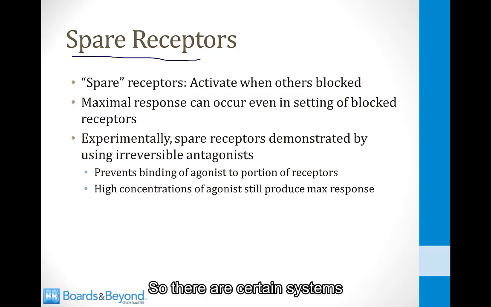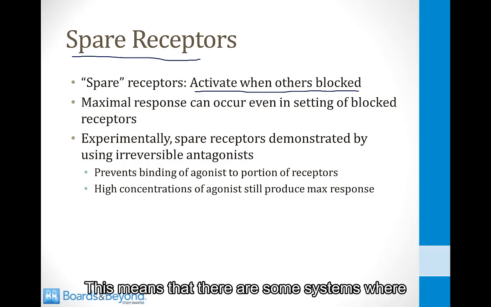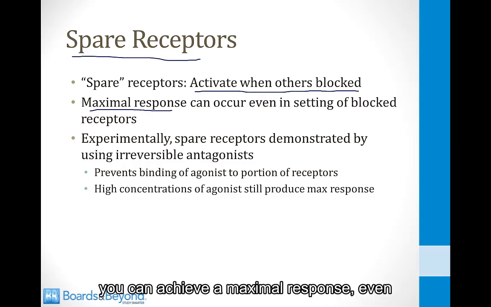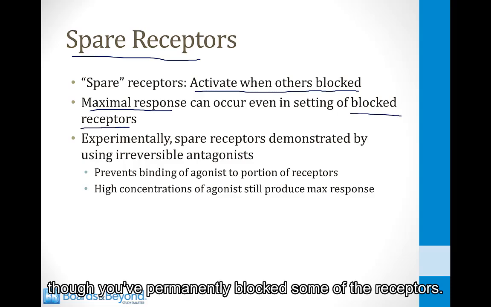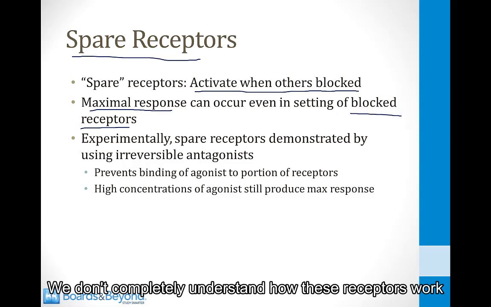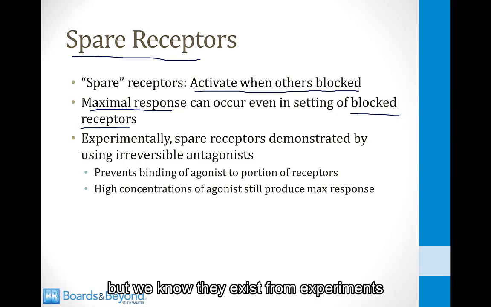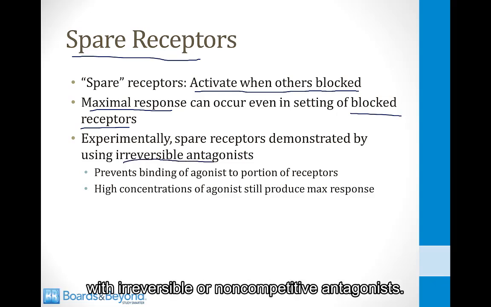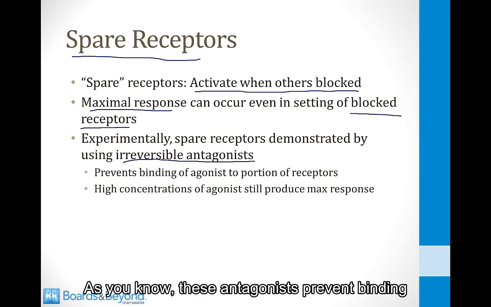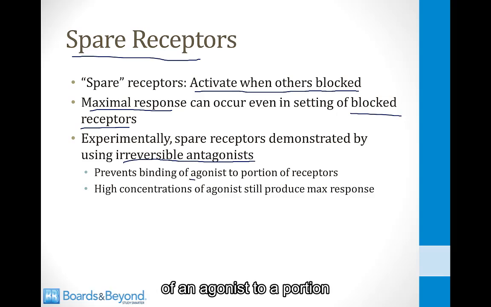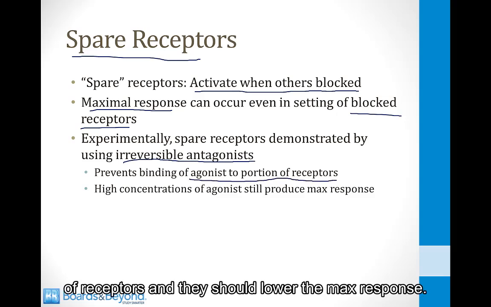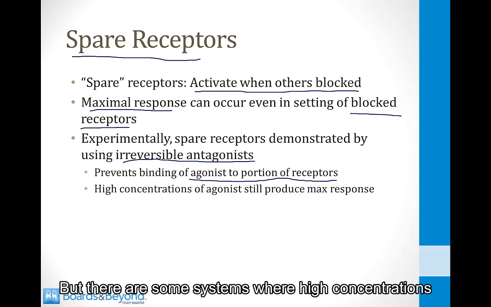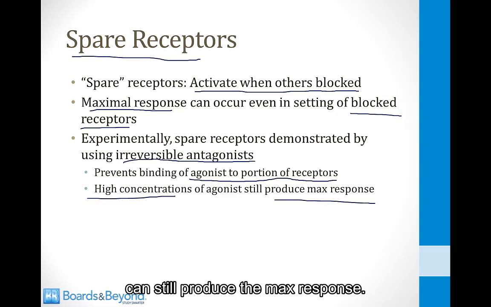There are certain systems in the body which have spare receptors, and these are receptors that can activate when others get blocked. This means that there are some systems where you can achieve a maximal response even though you've permanently blocked some of the receptors. We don't completely understand how these receptors work, but we know they exist from experiments with irreversible or non-competitive antagonists. As you know, these antagonists prevent binding of an agonist to a portion of receptors, and they should lower the max response. But there are some systems where high concentrations can still produce the max response.